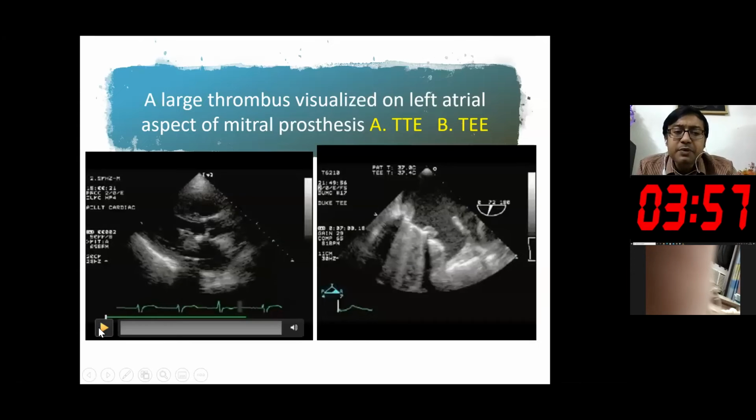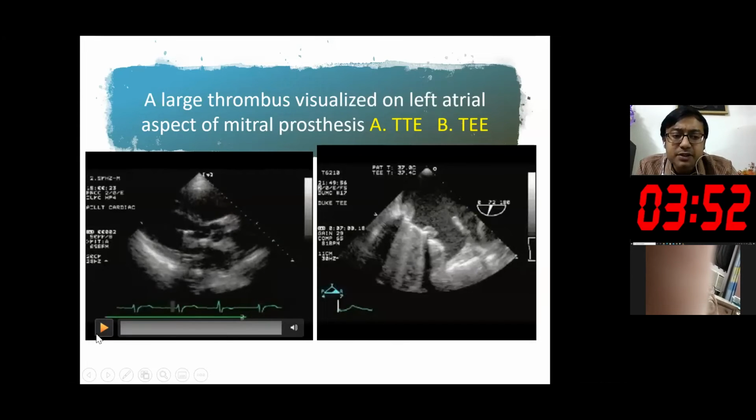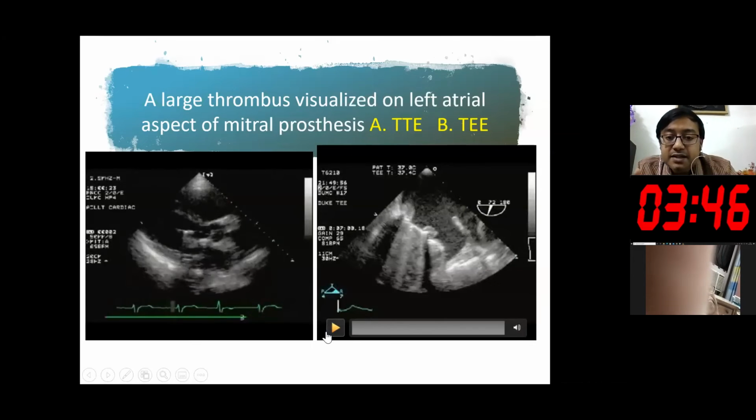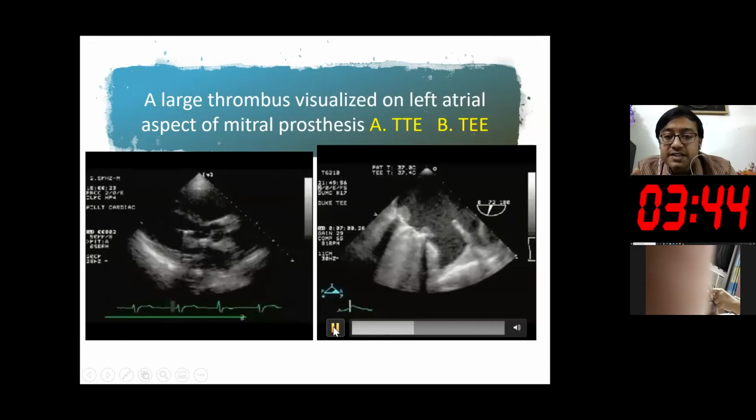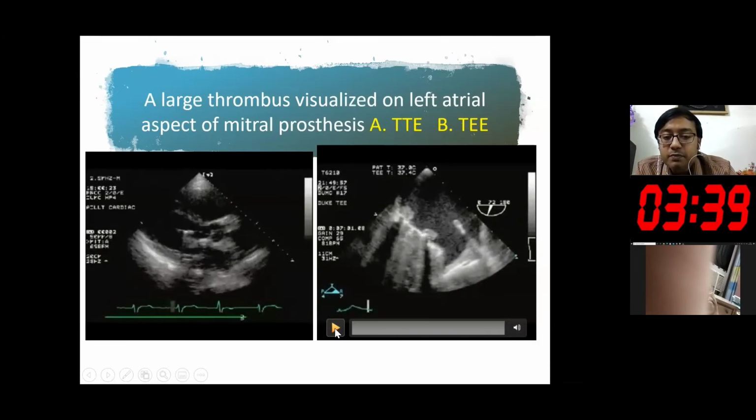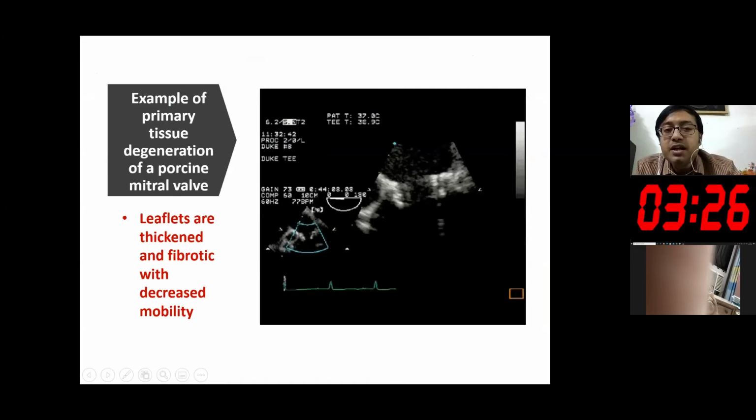This is another example of a large thrombus visualized on the left atrial aspect of a mitral valve thrombosis. This is a big thrombus visible on transthoracic echo, a mobile thrombus moving on the mitral valve leaflets. This is a transesophageal image of the same patient. We can see two big thrombi residing just above the prosthetic mitral valve. So it looks like a lesser echogenic mass, a mobile mass, projecting or protruding into the lumen, whereas pannus will be more firmly adherent to the annulus.